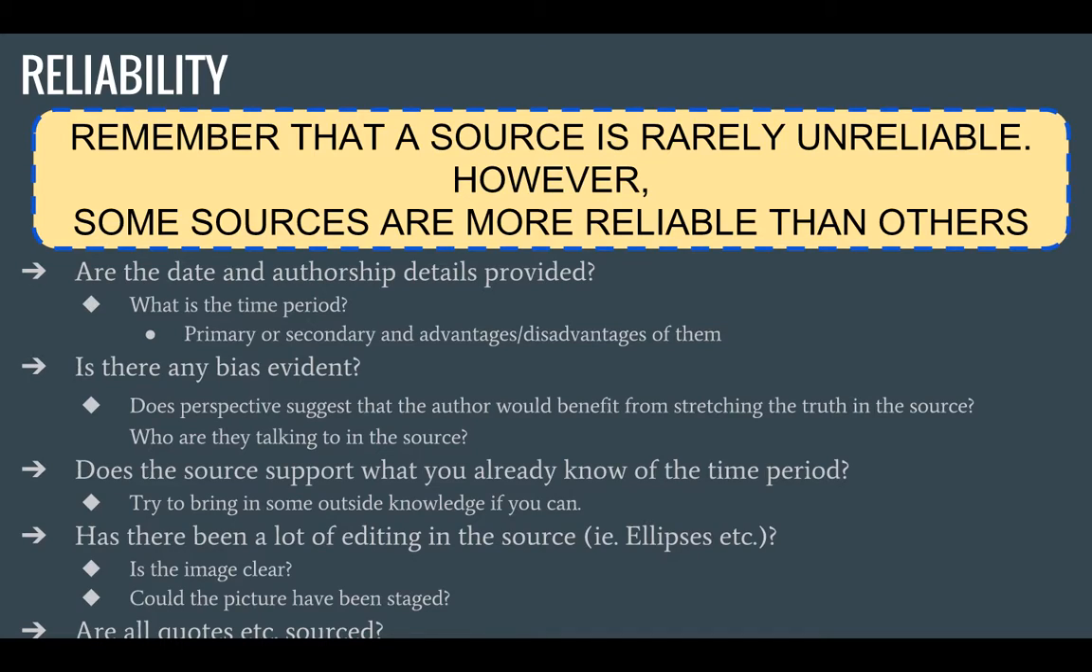Who are they talking to in the source? Does the source support what you already know of the time period? Try to bring in some outside knowledge if you can, and has there been a lot of editing in the source? And this is something you should really consider. Are there ellipses? Is there information left out? Is the image clear? Could it have been doctored? Or could the image have been staged? If there's a picture in a factory, people might look happy, but in reality they may not be. It's a moment in time that could be set up. And are all the quotes sourced?